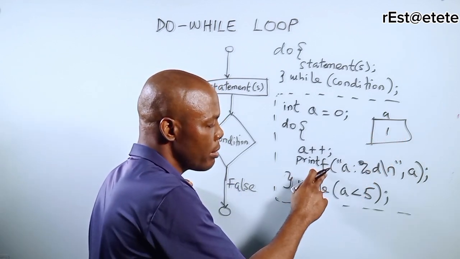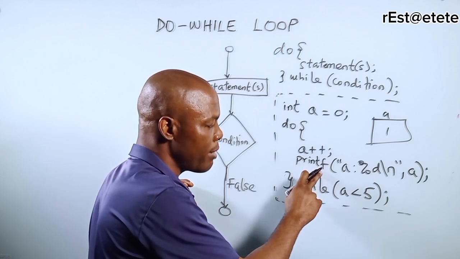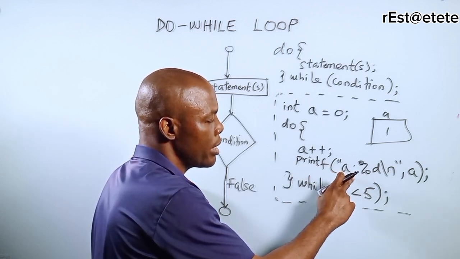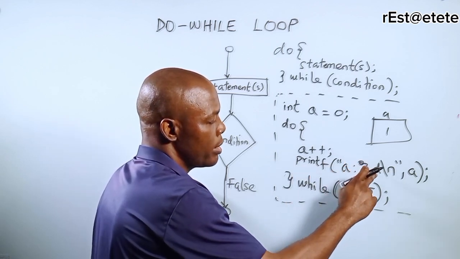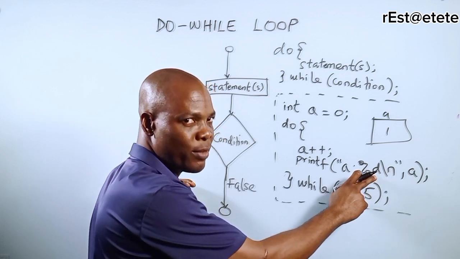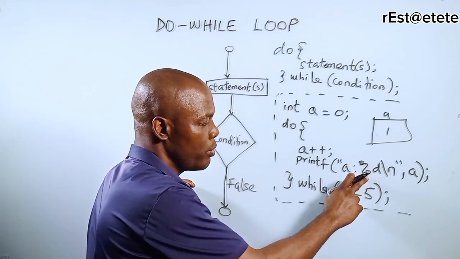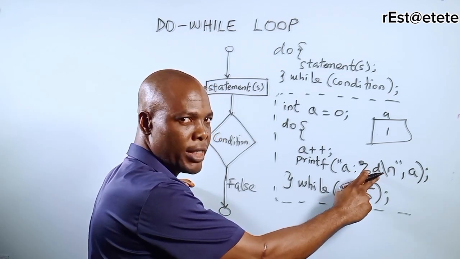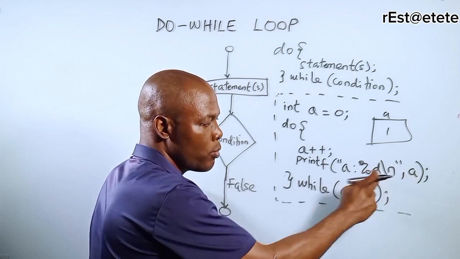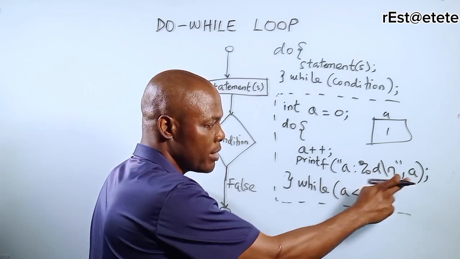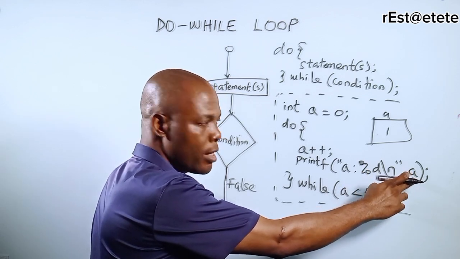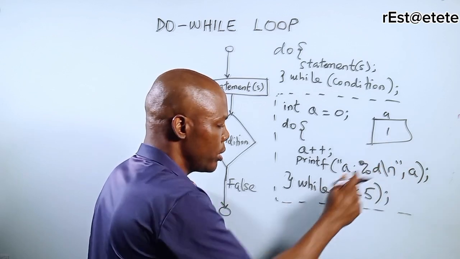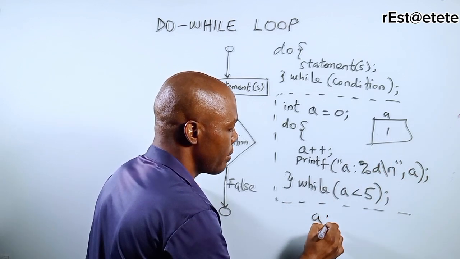Then the function, which is the printf, is to print out what? A colon, then the format specifier, which is the starting point in the integer realm. And this is a placeholder expecting the value from this A. So the A is 1. So here it is going to print out A: 1.